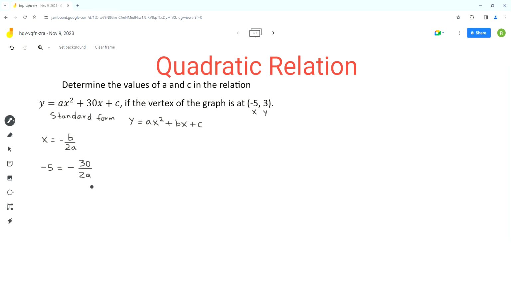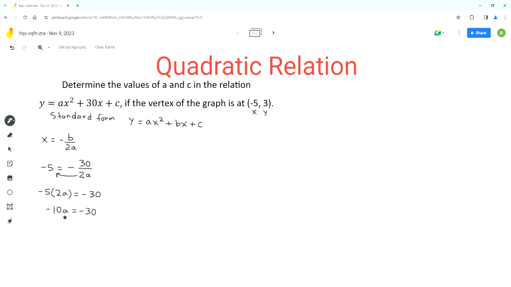Now we have to solve for a by isolating the variable a. So the first step is to cross multiply the denominator. So we get -5 times 2a equals -30. Now we can multiply -5 times 2, which is equal to -10a equals -30.